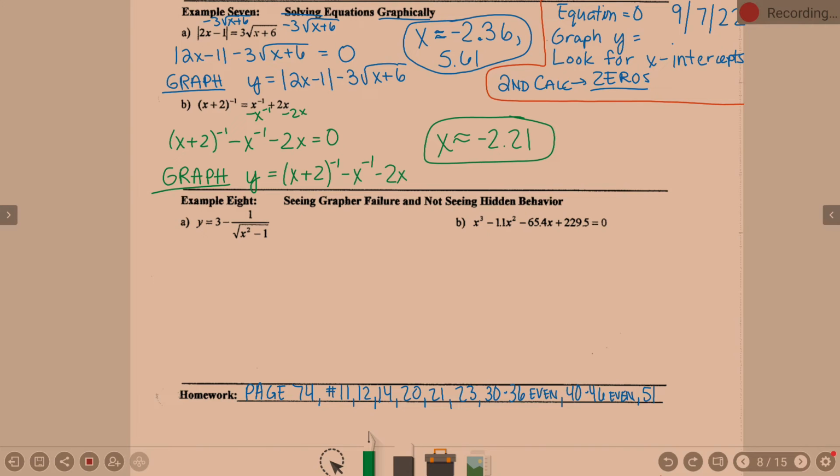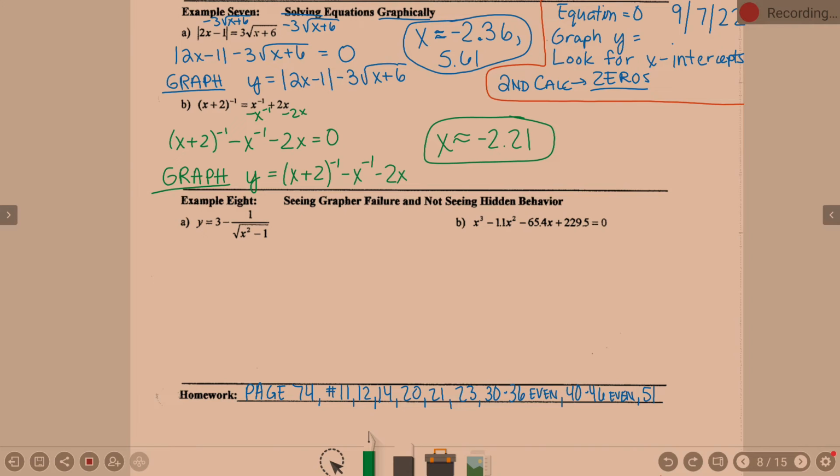The last one, and I don't know if I need to do both of these necessarily, but while I'm here, we'll just change the lesson names for the week. These two go along with, I think, number 51. And you'll notice the title says, Seeing grapher failure and not seeing hidden behavior. What it comes down to is sometimes you really have to zoom into the graph or really look carefully to figure out what is there.